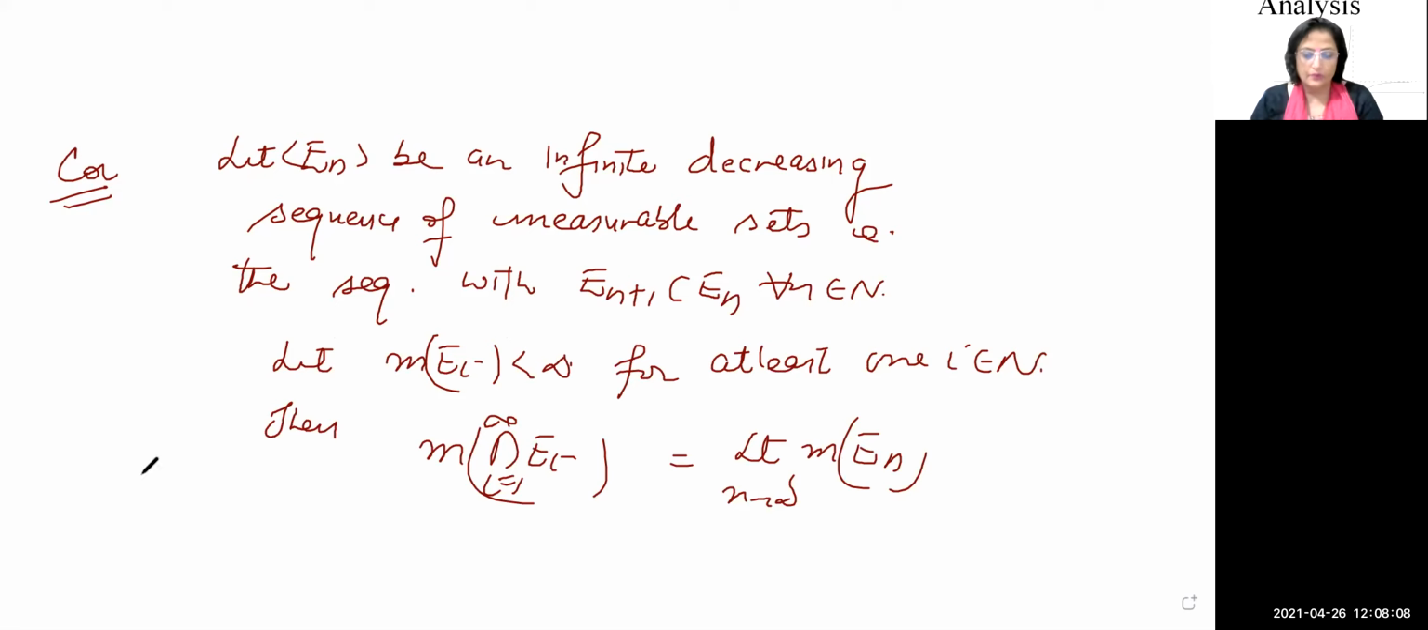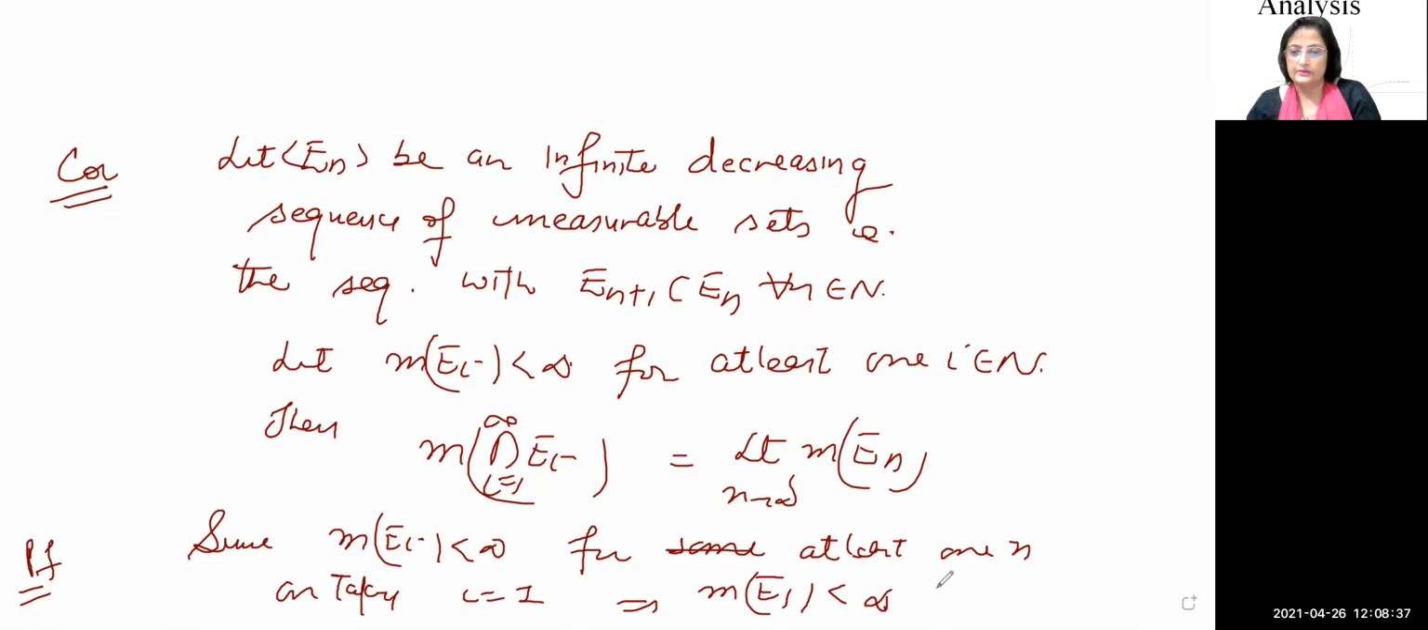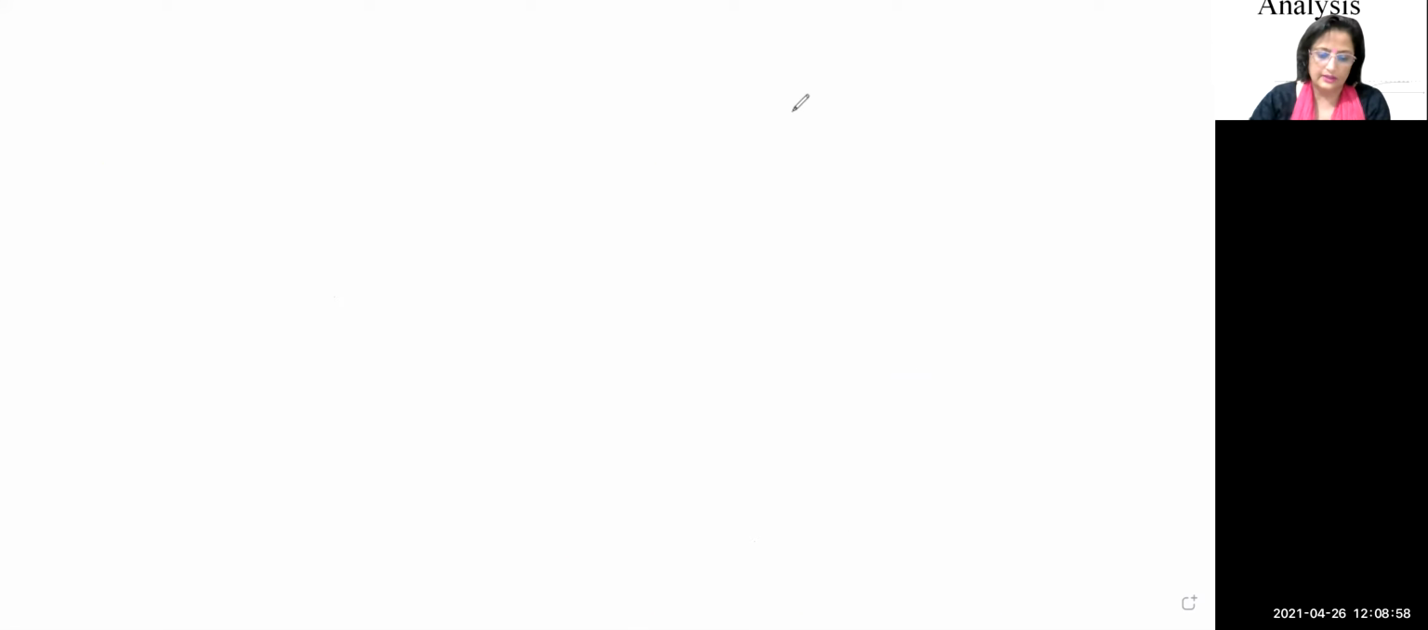Right? So what is the proof? Since measure of Ei is less than infinity for at least one n. Right? At least one n exists such that the measure is less than infinity. So let us take, on taking i equal to 1, it implies measure of E1 is less than infinity. That is, measure of E1 is finite. So this was the same condition that was given in the previous theorem. In the theorem we just did, the question came with the condition that let measure of E1 be finite. Now the rest of the theorem will go as it is. Then we will come to the remark.